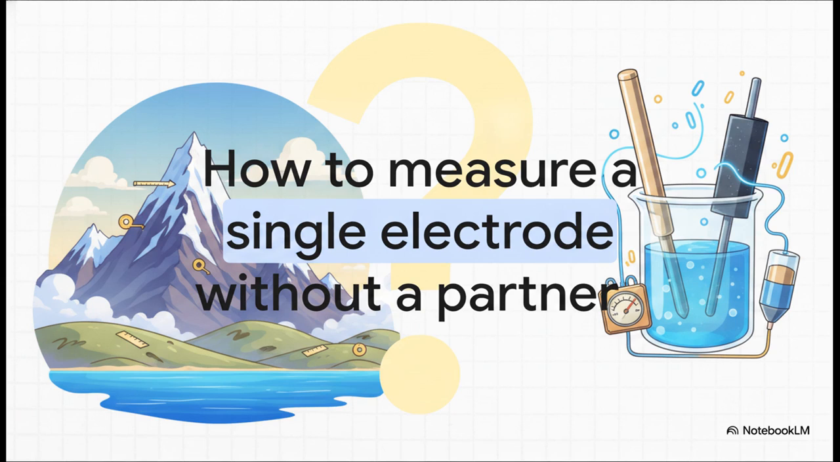Think about it like this. Imagine trying to measure the exact height of a mountain, but you have absolutely no idea where sea level is, right? You could measure it from the valley floor or maybe a nearby plateau, but without a universal baseline, your number doesn't really mean much to anyone else. Well, in electrochemistry, we face that exact same problem. You simply cannot measure a single electrode's potential in total isolation. You literally always need a partner to complete the circuit and give you a solid point of comparison.